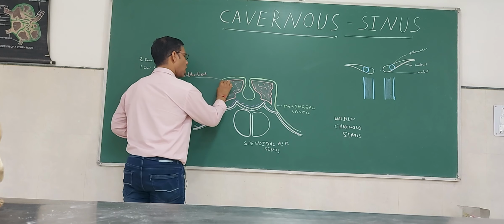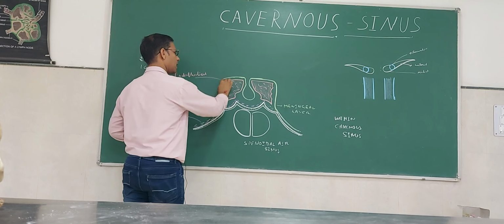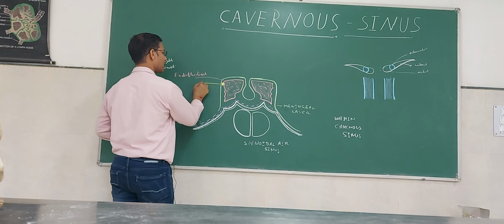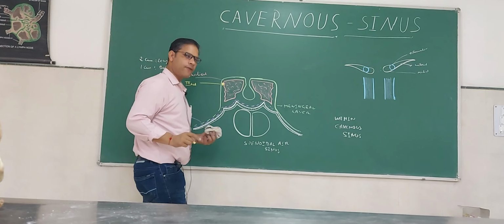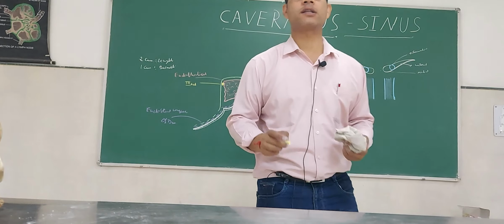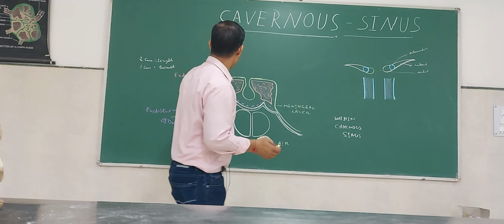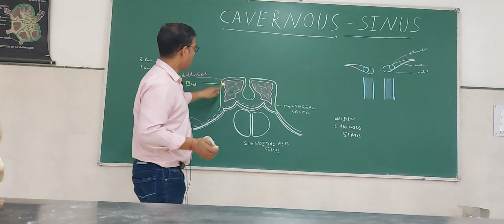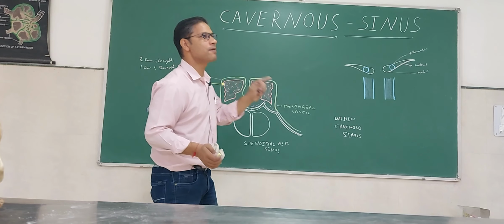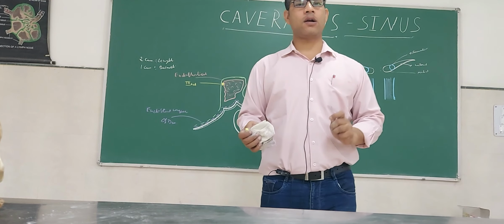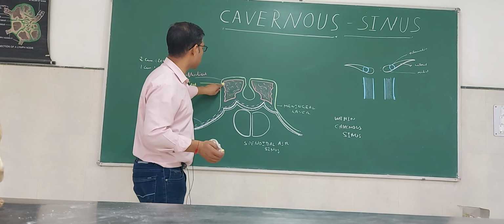which is the oculomotor nerve, known as the third nerve. After piercing the roof of the cavernous sinus, it appears in the lateral wall. You can see this is the meningeal layer and this is the endothelium, lying between the endothelial layer of the sinus and the meningeal layer of the dura mater. This is the third nerve.